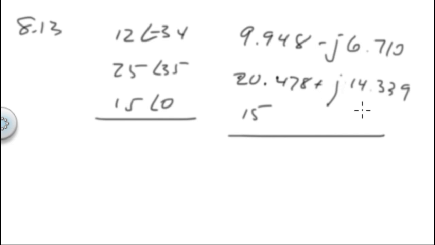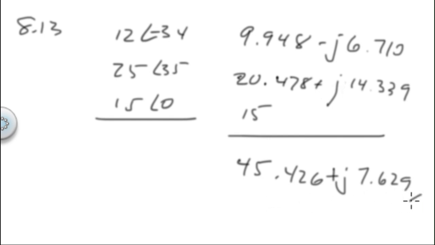So now I add the 9.948 plus the 20.478 plus 15, that equals 45.426. And now I have my minus 6.71 plus 14.339, which is equal to 7.629. Here's my answer in rectangular, but we need this in polar because you want to measure the magnitude of it.